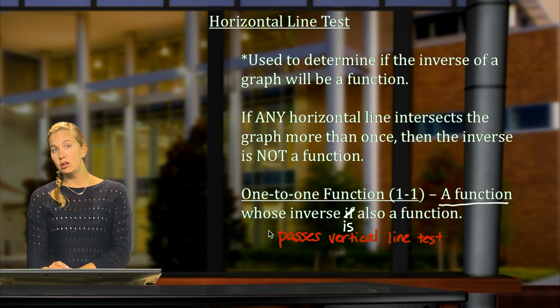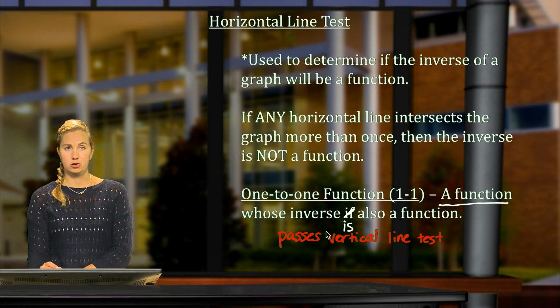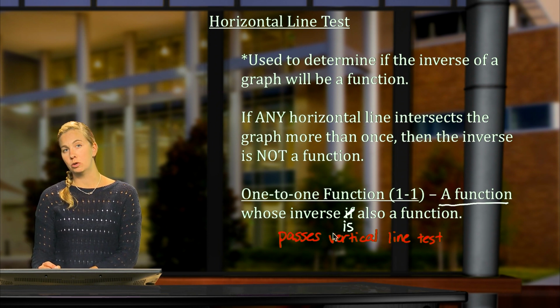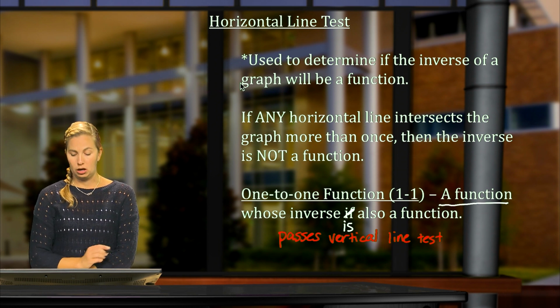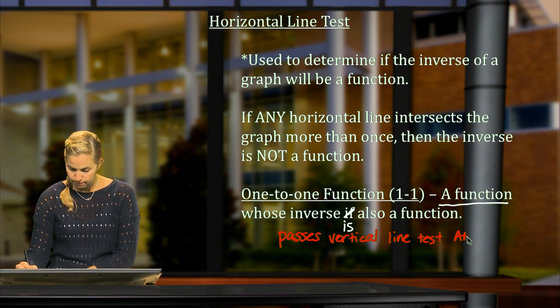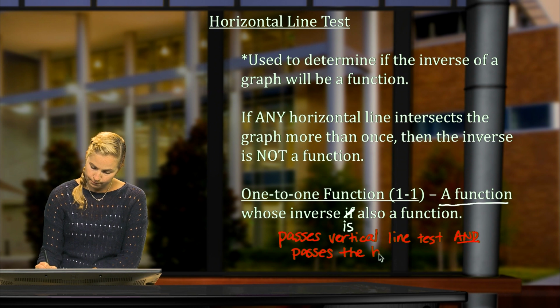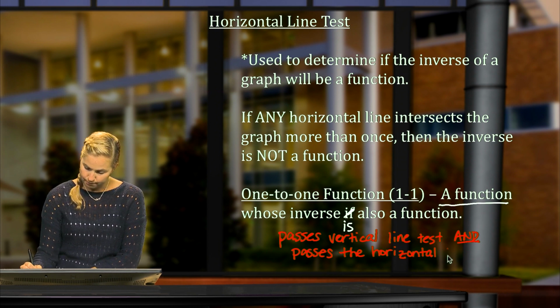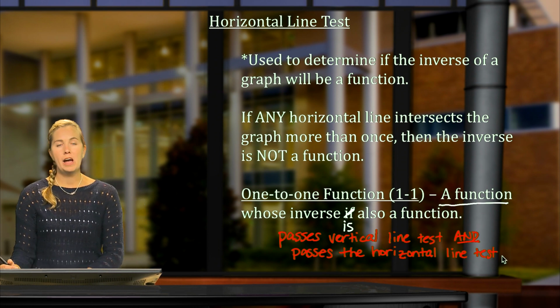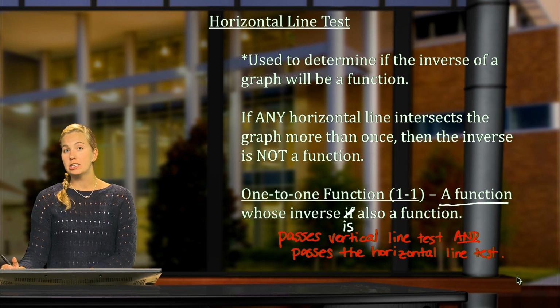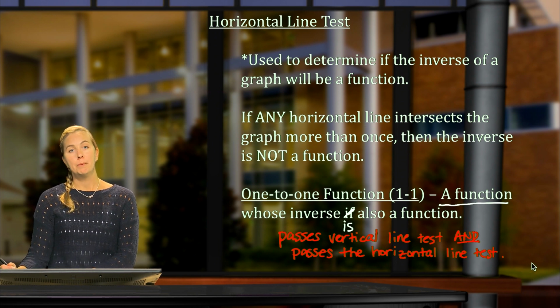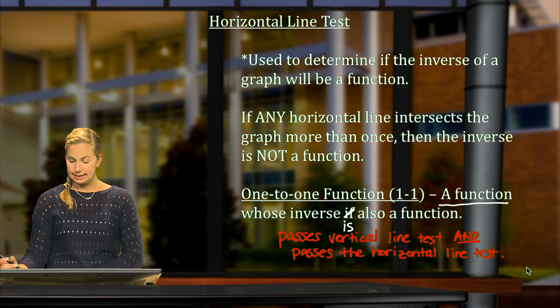But this function also has an inverse that is a function. How do I know if the inverse is going to be a function? That's our horizontal line test. So if I have the graph of a function, I can determine if it's one-to-one by applying both the vertical and the horizontal line tests.